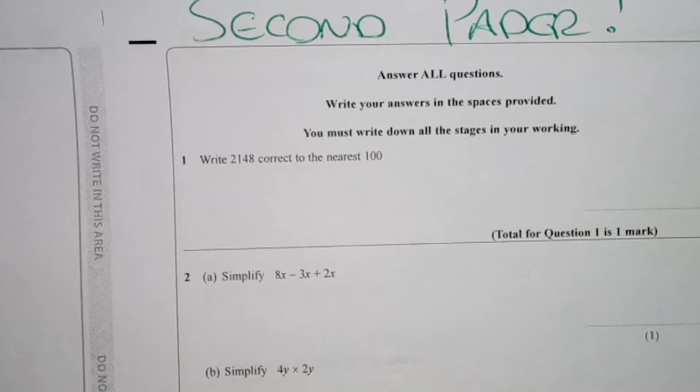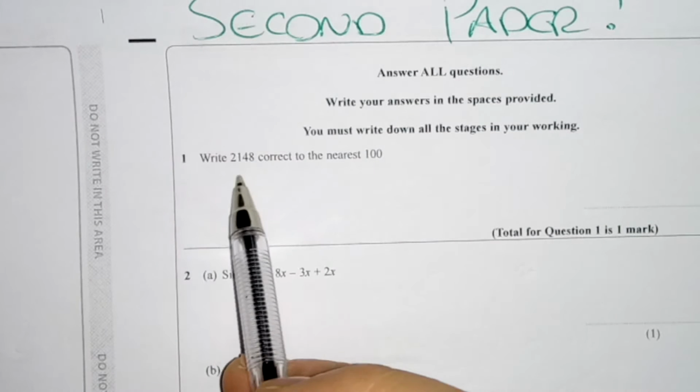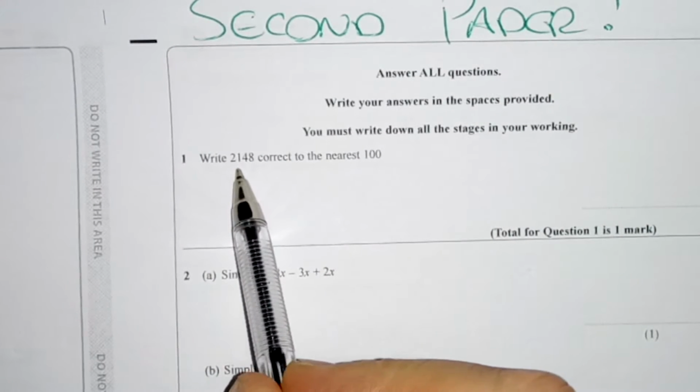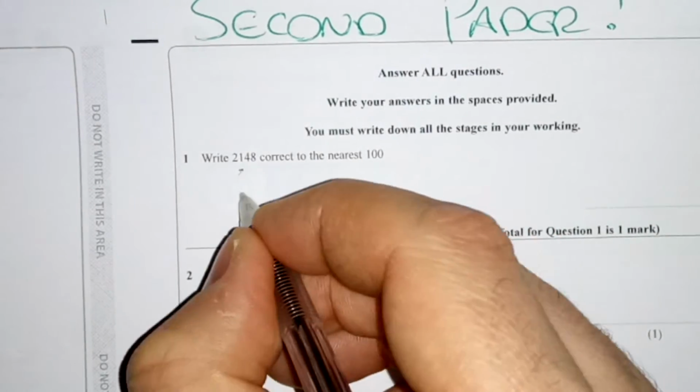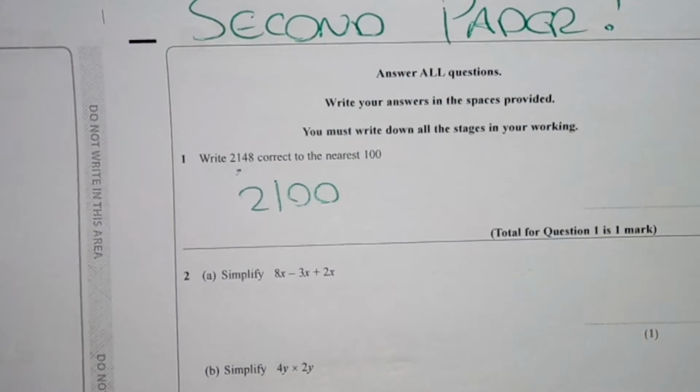Right, 2,148 to the nearest 100. So I'll look at my 100, look at my 4. My 4 is below 5, so it's going to be 2100.